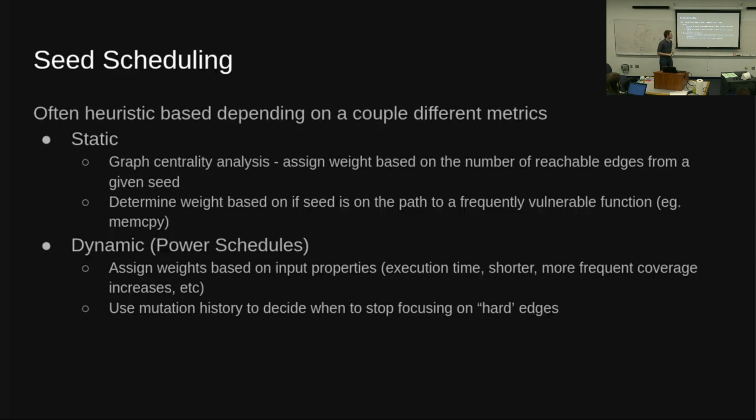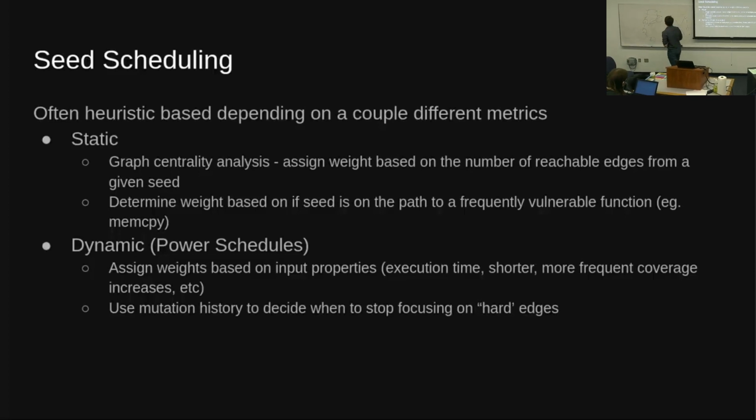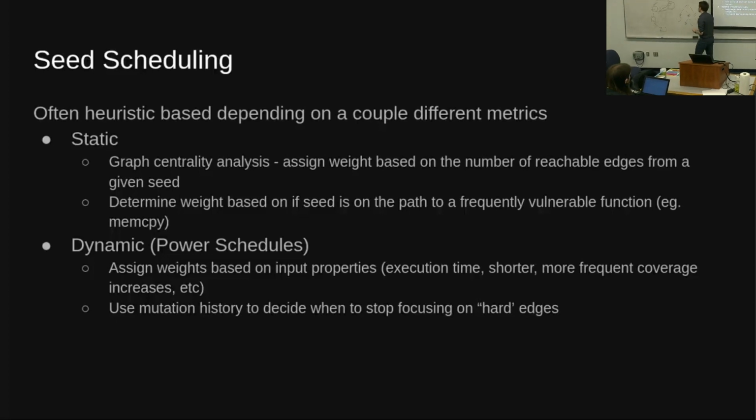Another one is to determine the weights based on if the seed is on a path to a frequently vulnerable function. For that, you would determine a few functions that you think are potentially interesting. This could be like mem copies, string copies, whatever. So any of those functions that you think might be interesting, you mark them in this graph, and then you basically see, maybe this function, let's say this might be a mem copy, and then you see, well, this is on a path to a mem copy, and this is just on a path to like two uninteresting functions. Maybe you assign this one a higher weight because it can reach a mem copy, and mem copies are frequently vulnerable.